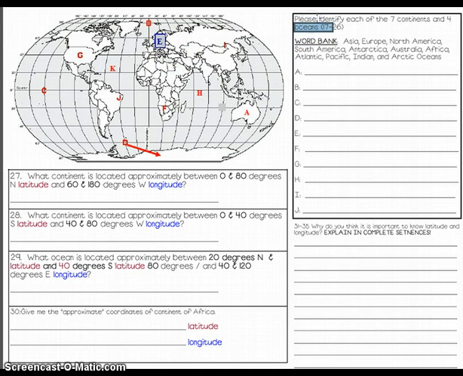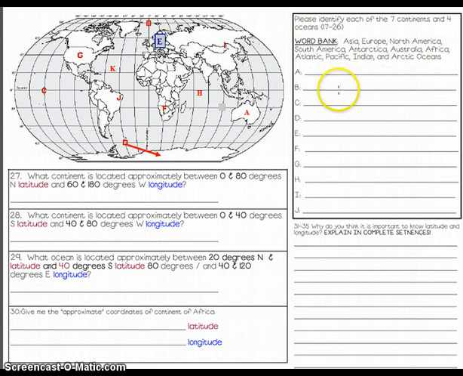This one says, please identify each of the 7 continents and 4 oceans. You need to tell me where the oceans and continents are. You should know this by now. You were supposed to master it in 3rd grade. I know you know it. So here's your word bank. You can copy what I have here, but they have to be in the right order. I've got Asia, Europe, North America, South America, Antarctica, Australia, Africa, Atlantic, Pacific, Indian, and Arctic Ocean.